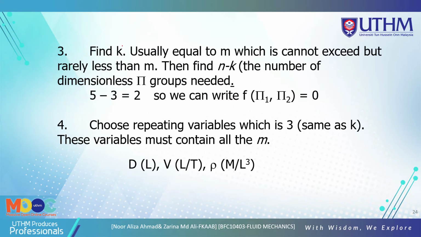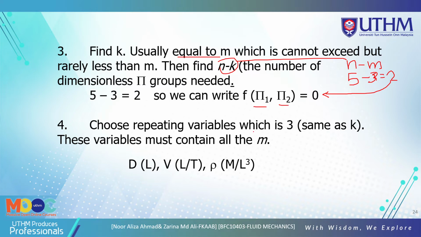So find K. K is usually equal to M, and it cannot exceed M, but really less than or equal to M. Then find N minus K, so N minus M. We know that N is 5 and M is 3, so we get 2. So 2 is the number of pi groups. So we can write F is pi 1 and pi 2.